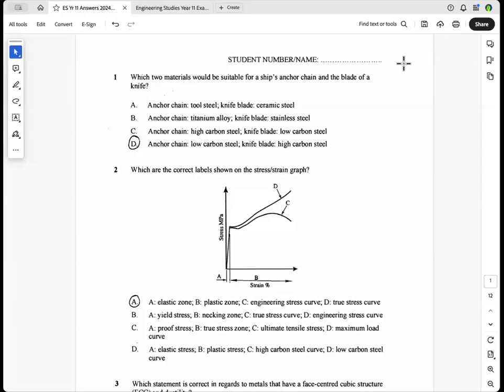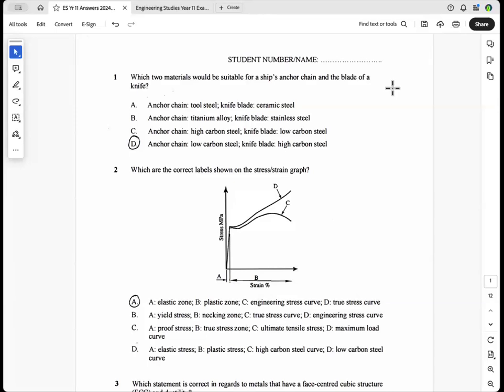Hi, Year 11. Tonight's lesson, I'd just like to review the 2024 final preliminary exam. So I hope you've got your exams there. So let's go through the multiple choice first.